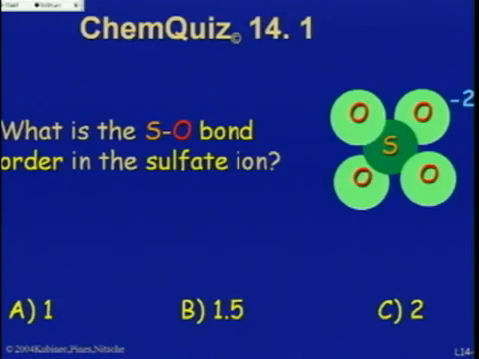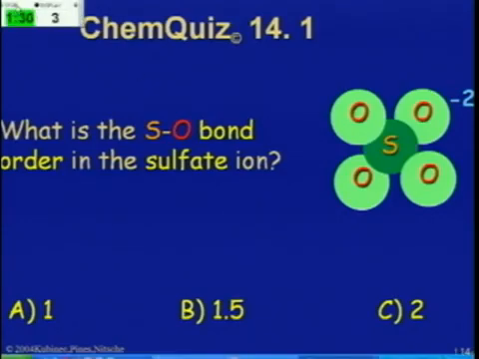So SO4 2 minus, you have to draw the resonance structures, the possible resonance structures, and you have to follow all these rules here. Once you have done this, you can get the right answer. And the question is, what is the sulfur oxygen bond order in the sulfate ion? So SO4 2 minus. That's the sulfate ion. Why don't you think about it and give me your answer? It's not easy.